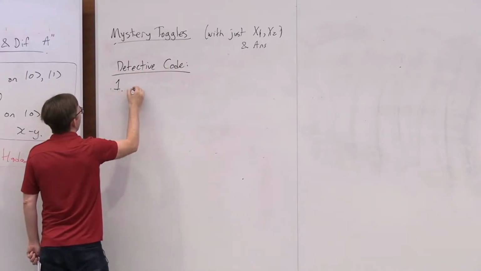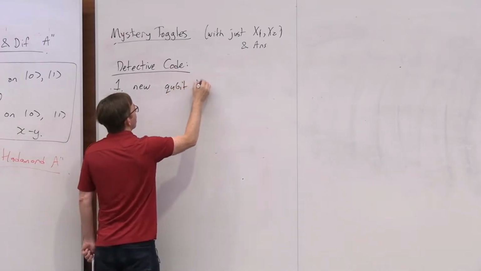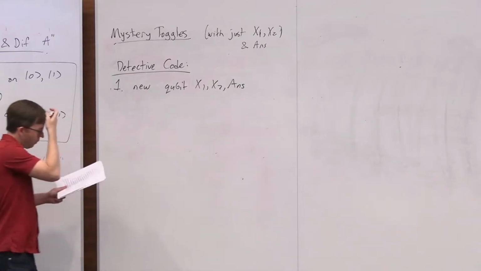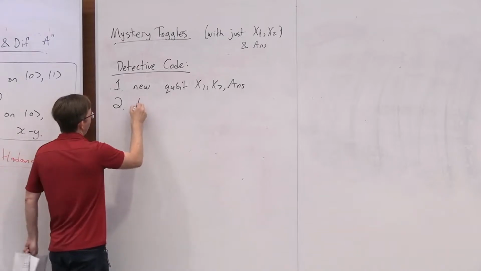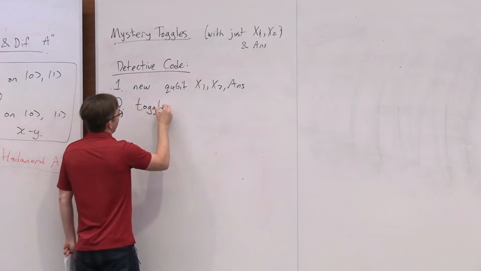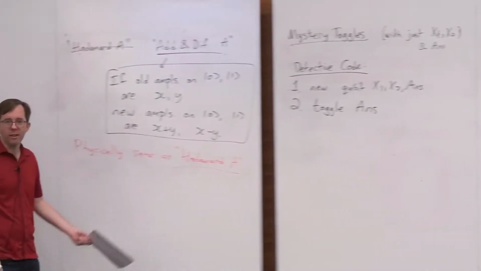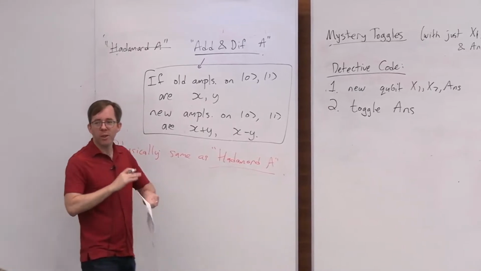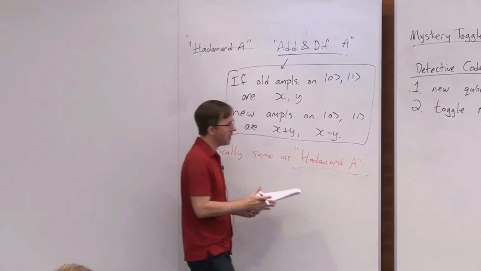So it looked like this. First, we initialize these qubits as new qubits, x1, x2, and answer. And if you remember, the very first thing you do is toggle answer. And again, at the end of this lecture, you'd be like, why did they toggle answer? I don't really understand. We'll eventually get to that. That'll be the goal of the next few lectures, to understand why this code is the way it is. But today we'll just see what it is.